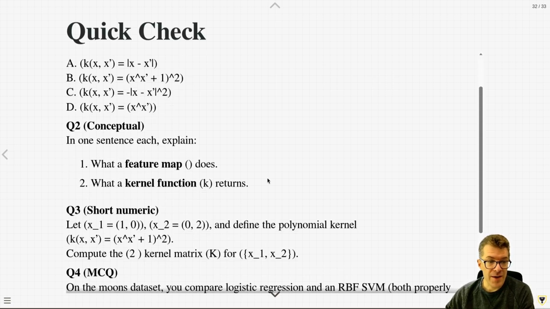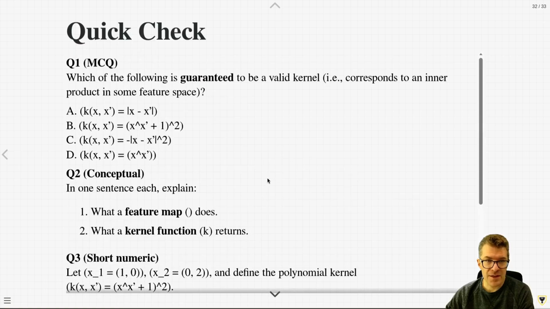Please go ahead and do these quick checks. I think the LaTeX is not compiling here, so I'm going to make sure that the LaTeX compiles before I upload this module.